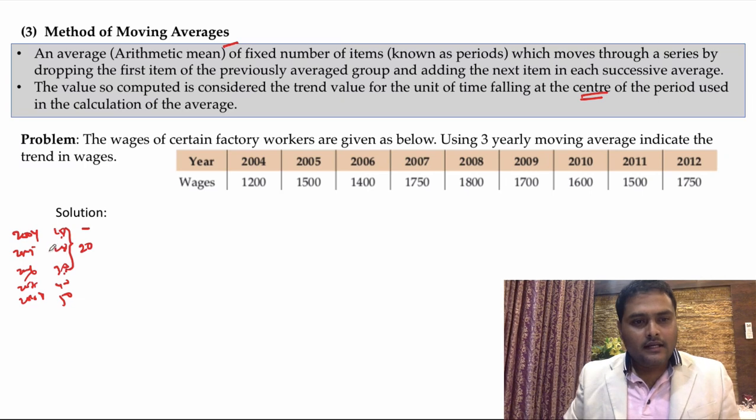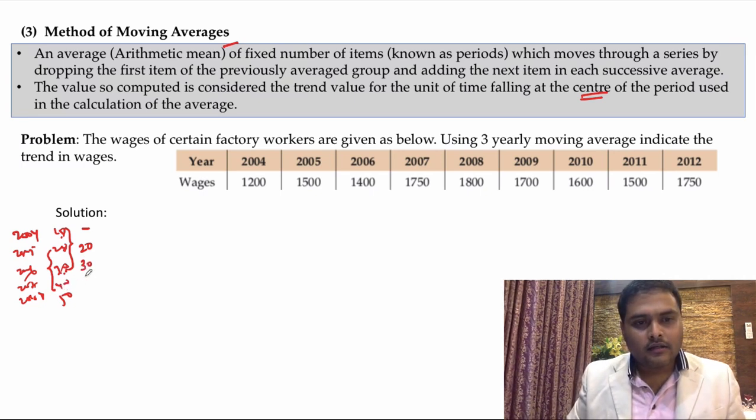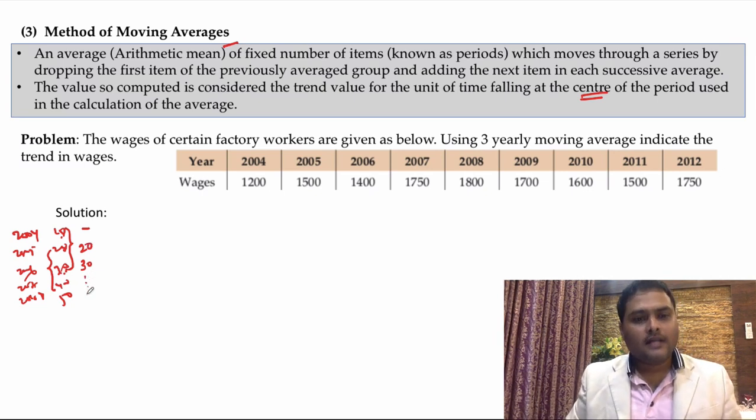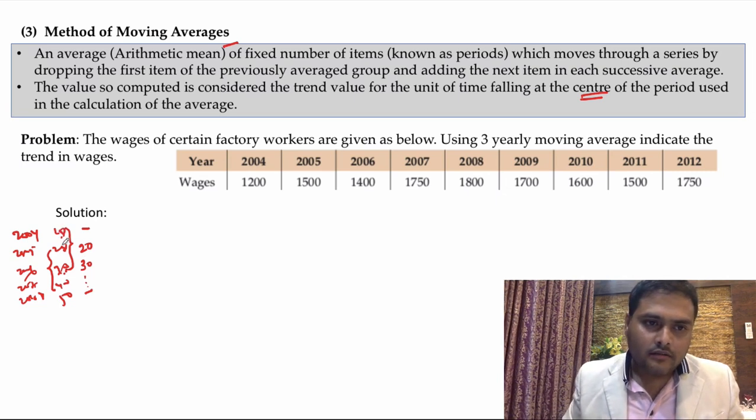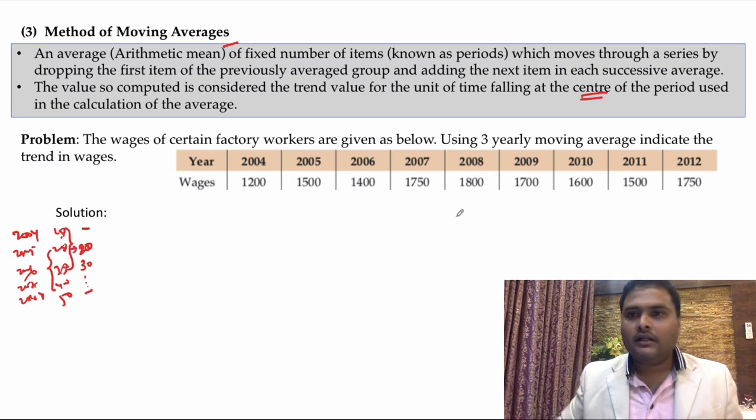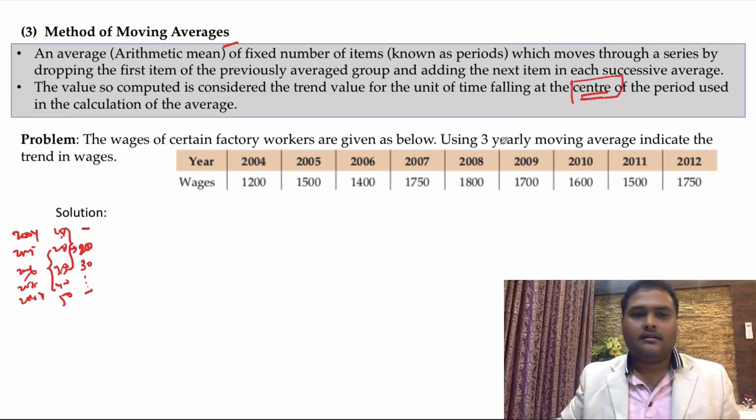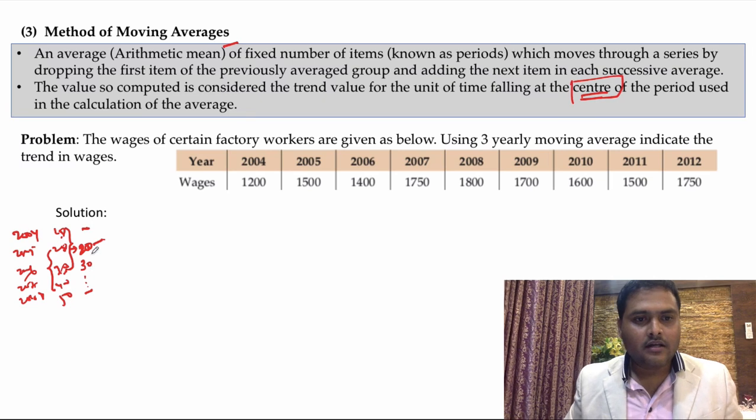Clear? Similarly, next time I will consider these three: 20, 30, 40. 20 plus 30 is 50, 50 plus 40 is 90. 90 divided by 3 is 30. So I will mention 30 here. Similarly, we will do this calculation and the last one will be left out. You understood? Now, if I am taking a 3 years moving average, I am putting the value in the center, this middle one, and that is the reason it is mentioned at the center. So I am leaving the first one, and I am putting the moving average trend value, 20 units, in this position.